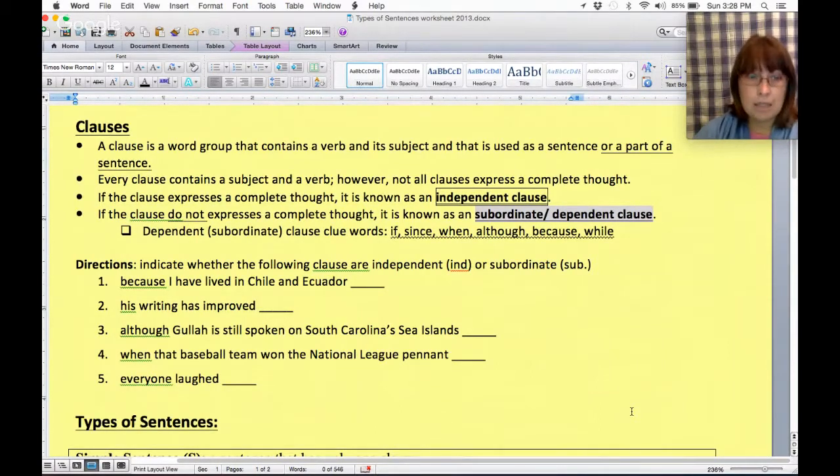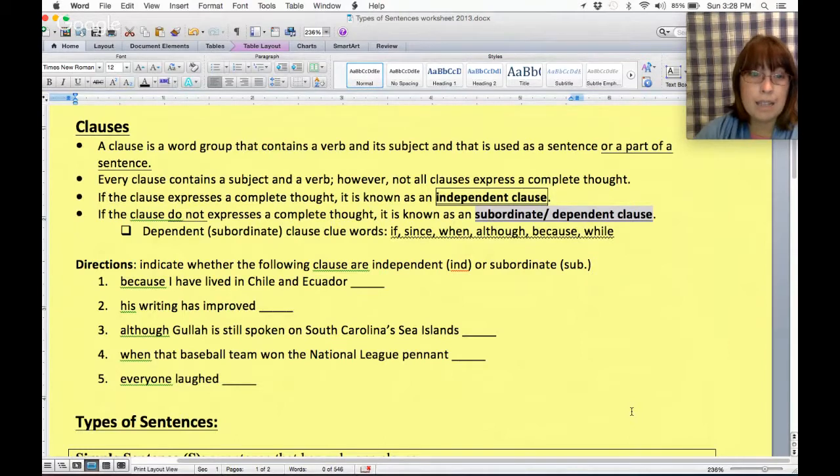If it doesn't need more information and doesn't start with a dependent clause word, then it will be an independent clause. It can hang out by itself, makes complete sense all on its own. If it doesn't make sense on its own, then it's a subordinate or dependent clause. So let's look at our first one.